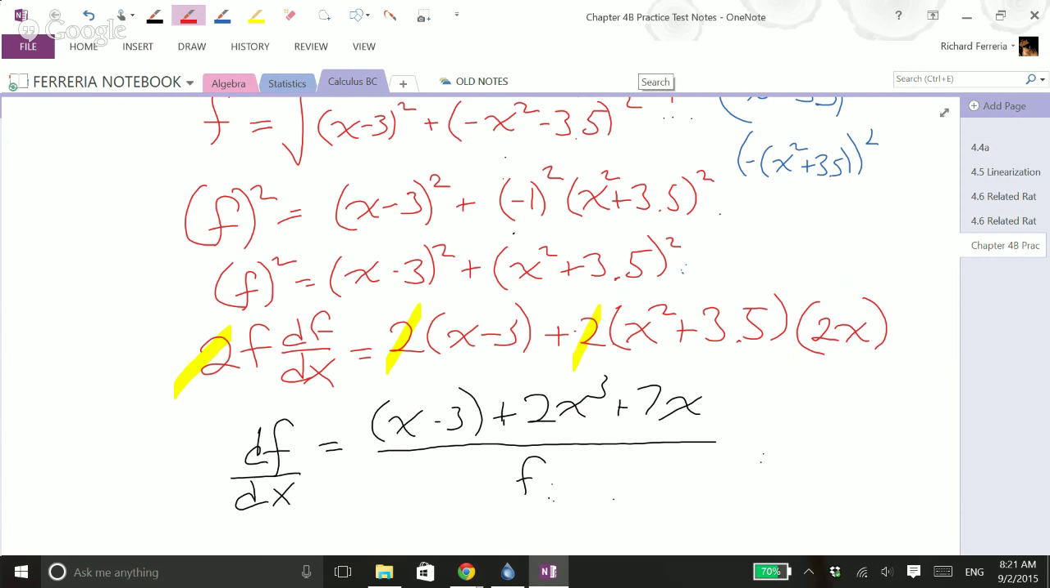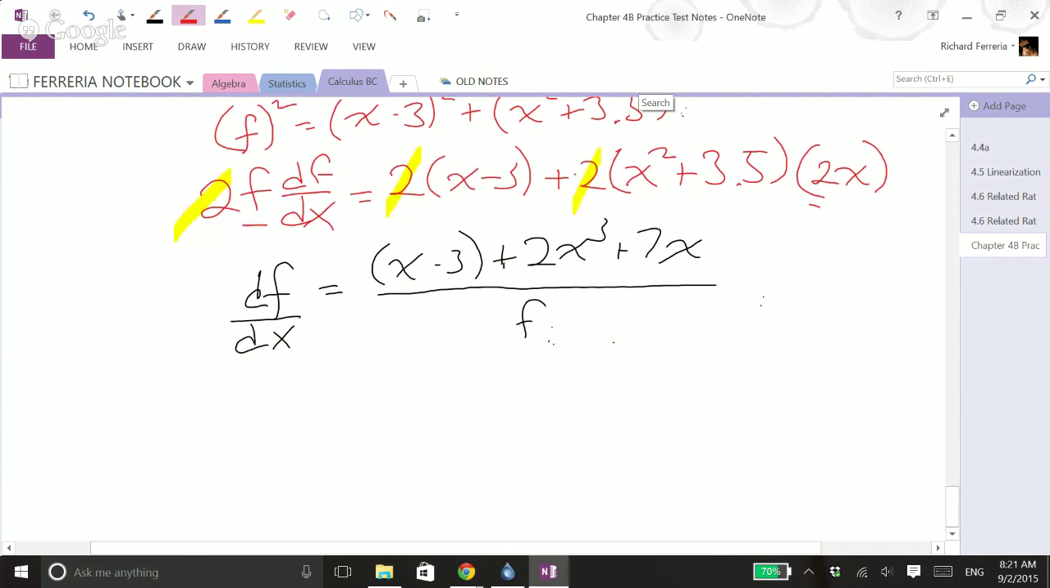Derivative of f squared is 2f df/dx. Derivative of (x minus 3) squared is 2(x minus 3). We don't need a dx/dx because that's 1. Derivative of 2 times this quantity is 2 times the quantity times the derivative of the quantity over here. And finally, solve for df/dx. That's my df/dx right there.